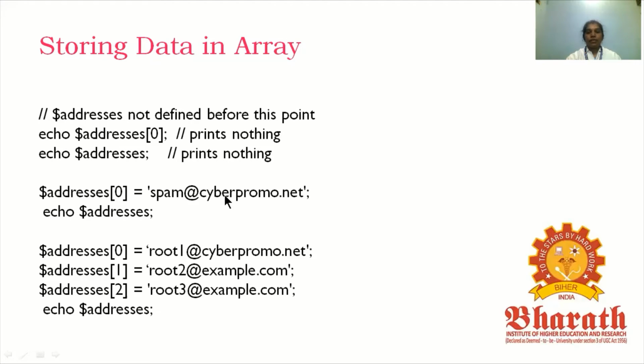Then look at the third line, $addresses[0] = spam. So this is one of the values which is stored in the array. See the next line, echo $addresses[0]. Now it displays some spam at cyberpromo.net, because we have just stored it, so we can retrieve it with the help of echo. Echo evaluates this variable and displays the value. In the next line we have stored all the values at 0, 1, 2, and echo $addresses displays all the values.